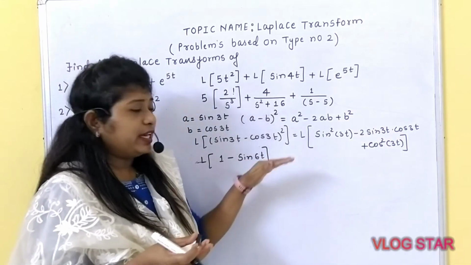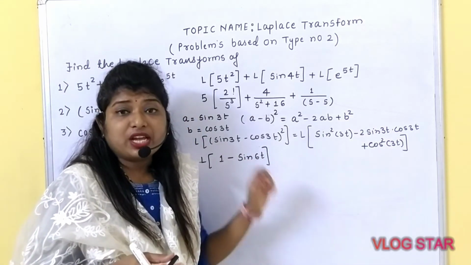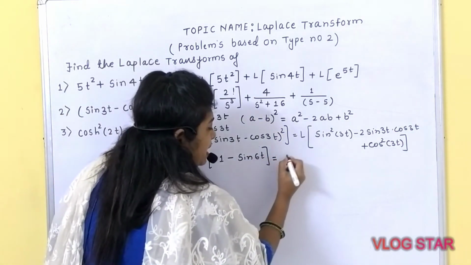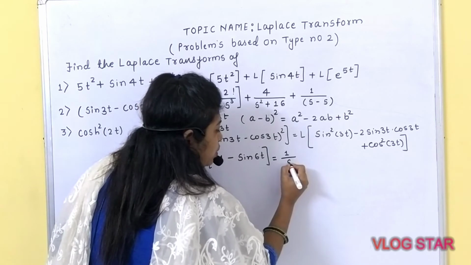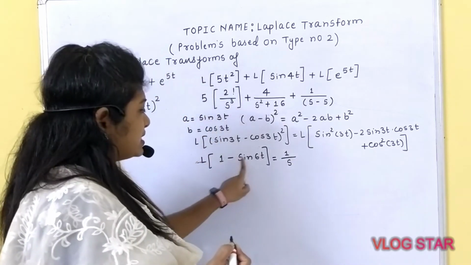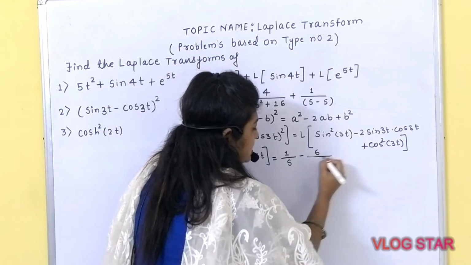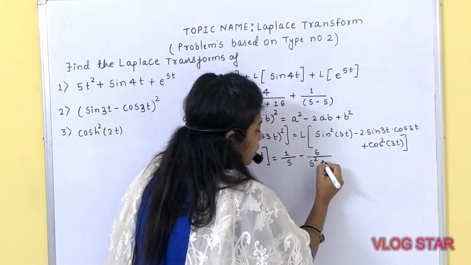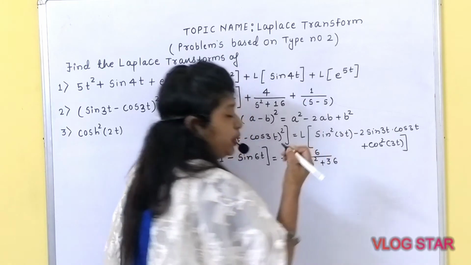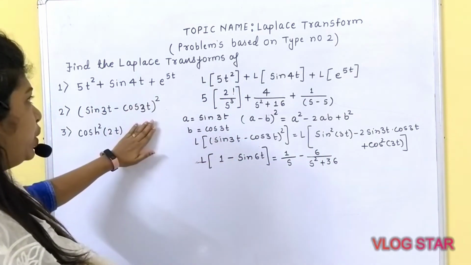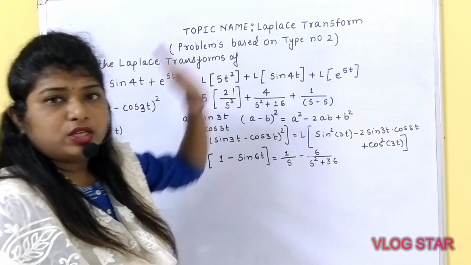Because of that, as I told you, you need to revise each and every formula. So what is Laplace of 1? Laplace of 1 is equal to 1 upon s. What is Laplace of sin 6t? Laplace of sin 6t is equal to 6 upon s square plus 6 square, that is 36. I hope you have understood example number 2 related to type number 2.